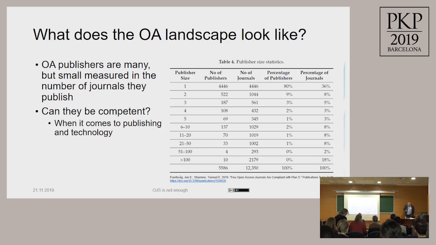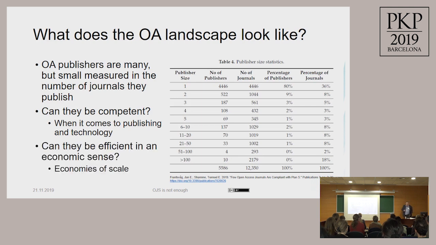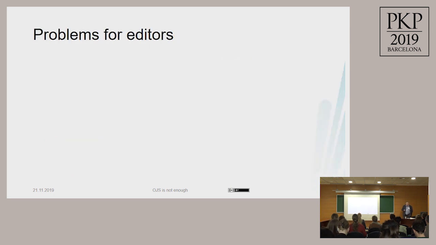Can such small publishers be competent when it comes to publishing and technology? I have no doubt they are competent when it comes to the content they're publishing. That's quite another matter, and it's not up for discussion here. And can they be efficient in an economic sense? Talk about economies of scale. Small publishers often also publish small journals when you measure them by the number of articles they publish each year. So my impression after having worked with this for many years is that the answer to both questions is no, they can't. I could stop there, of course, but let's look at some more things.